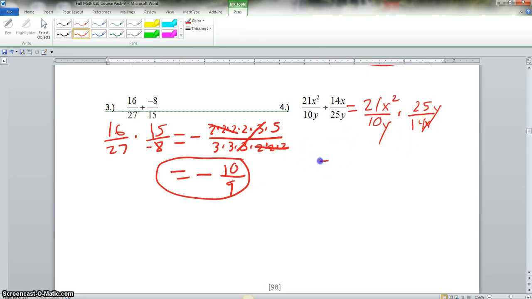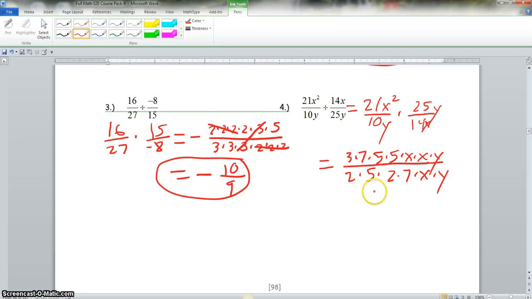Now, we take the prime factorization. 21 is 3 times 7, and 25 is 5 times 5. Now we take our variables. We had 2 x's and 1 y. Now for our denominator, 10 breaks down to 2 times 5. 14 breaks down to 2 times 7. And we have 1 x and we have 1 y.